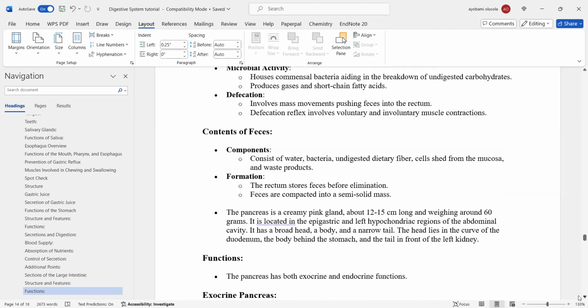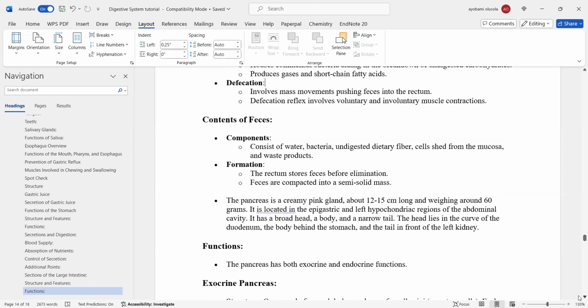Okay. So, what are the contents of the feces? The feces consist of water, bacteria, undigested dietary fiber, cells shed from the mucosa, and waste products.